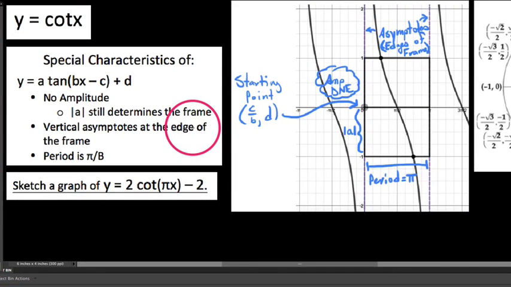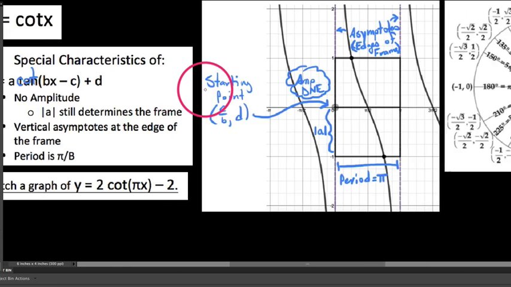Okay, YouTube, in this video we're going to explore the basic characteristics of the graph of y equals cotangent of x. And we're going to change this to a cotangent here. But basically, explore the basic characteristics of y equals cotangent of x and then determine how we could graph these more generally using what we call the framing method.